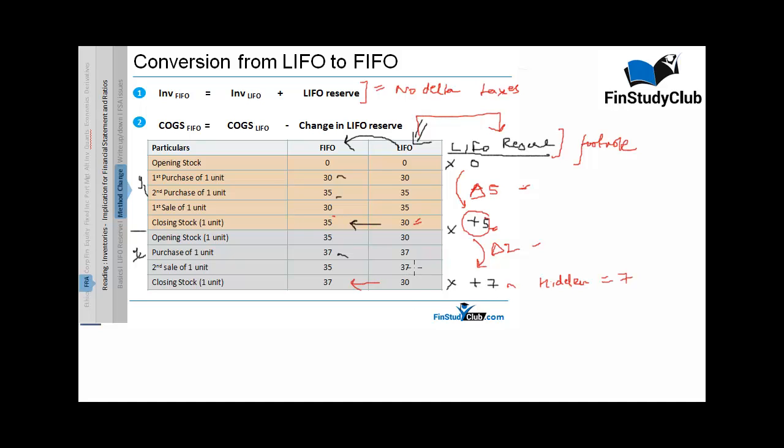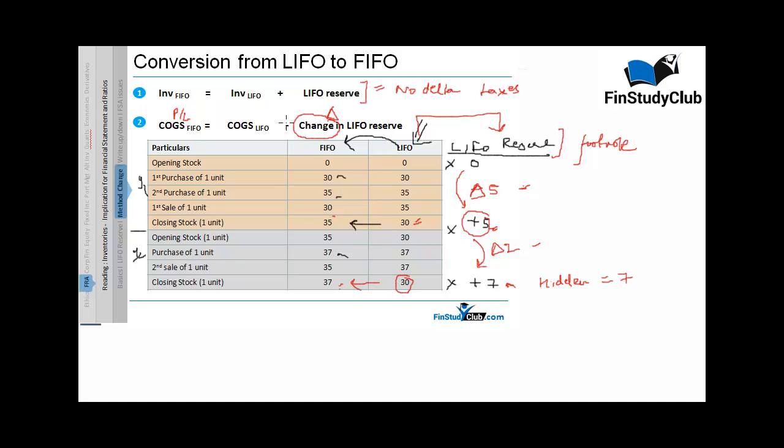In the second year, if you look at it, the total LIFO balance is 7. The total inventory value is 30. So again, 30 plus 7 is giving me 37. So again, my first equation is holding true. What is more interesting to note is the second equation of conversion of COGS, wherein since COGS is a during the year figure that goes to the income statement or the P&L account, we need to make adjustment using the delta.